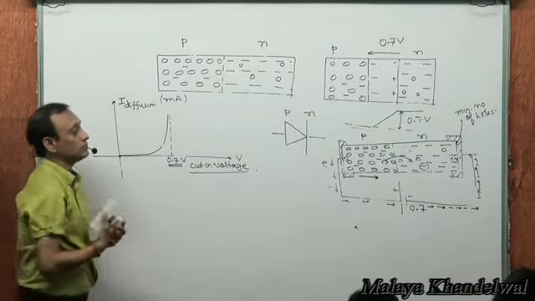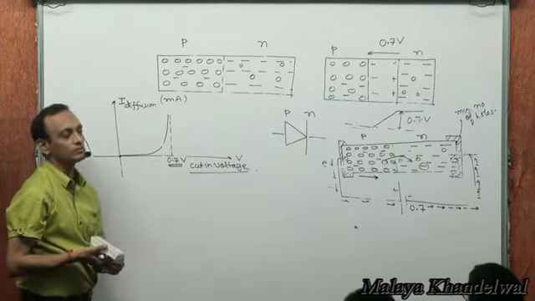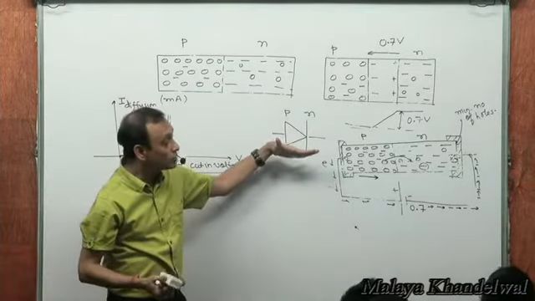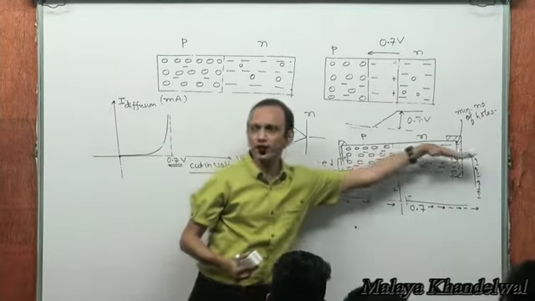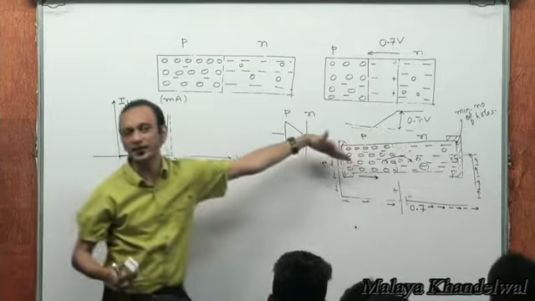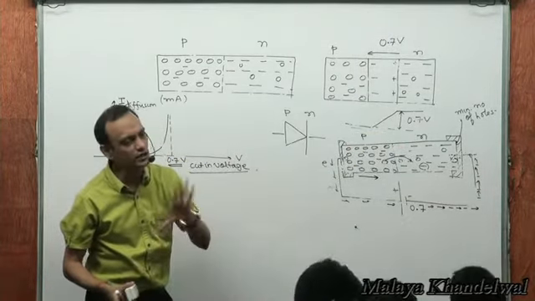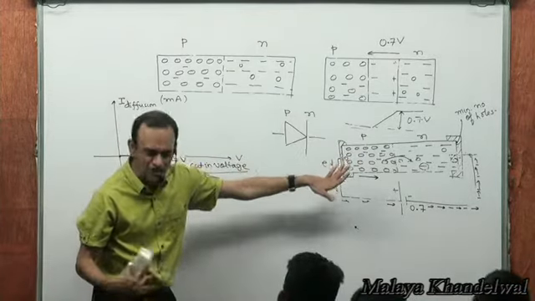And the important thing is, this kind of an arrangement has allowed flow of current from P to N, right? Flow of current is from P to N. When P is connected to the positive terminal, N is connected to the negative terminal, the depletion layer depletes, gets all finished, right?